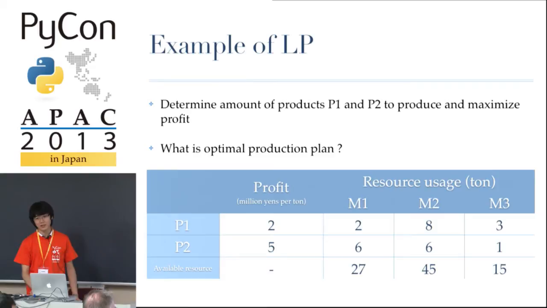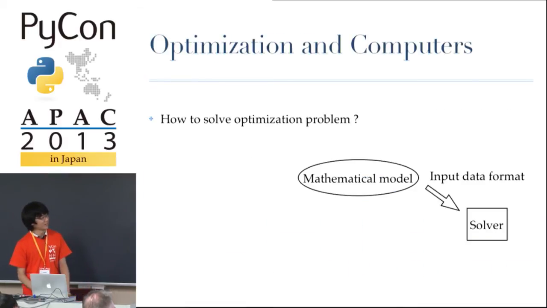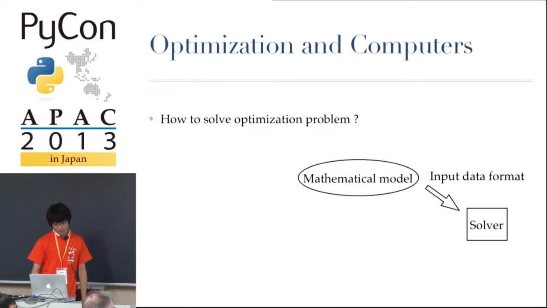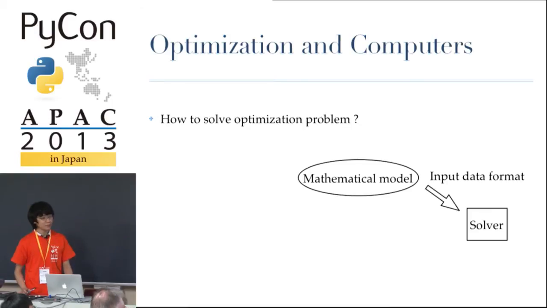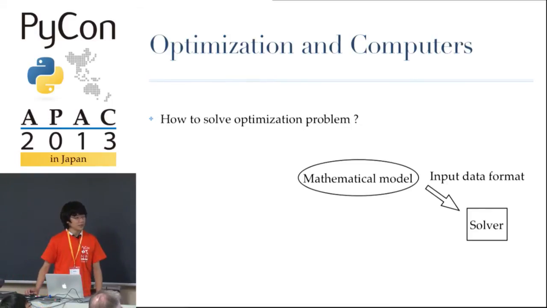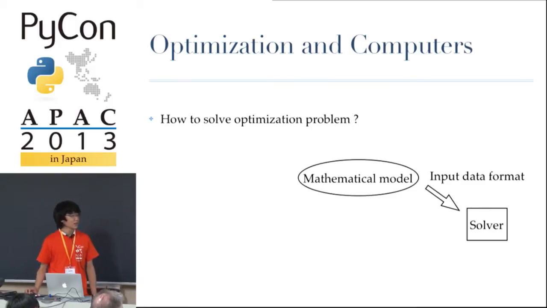can't solve the optimization problem by hand without a computer. Usually, mathematical programming optimization problems are solved using a computer and a software solver.